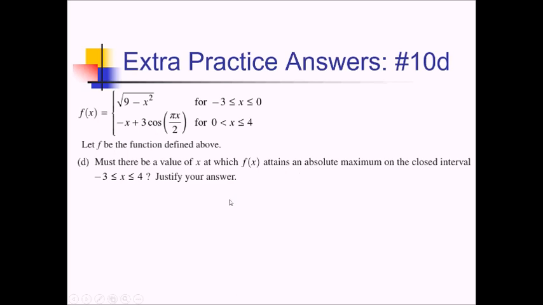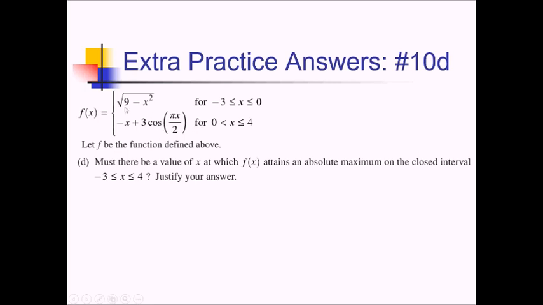So we basically need to show, well, we already were told we have a closed interval, so that's already one piece of the EVT. But we need to show that this function is continuous on the closed interval from -3 to 4. So with piecewise functions, checking for continuity, let's first look at the individual rules.